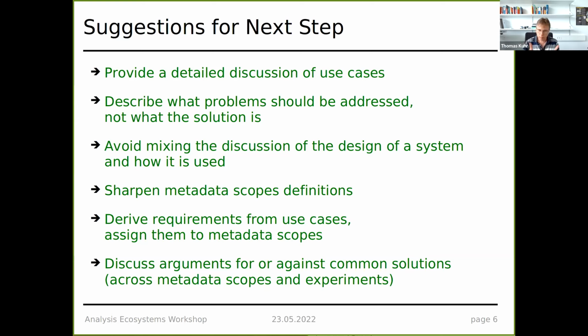And as this is a community effort, we think it's important to discuss the arguments for or against common solutions. This could mean common solutions across metadata scopes, but also across experiments. There are maybe good reasons to look for a common solution, but in some cases there are also good reasons to have separate systems. Making clear what arguments one has there, we think, helps to come up with a good design.